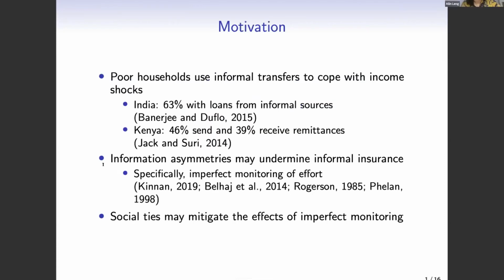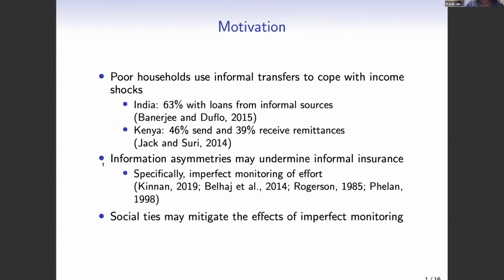To motivate this paper, this is really coming from the recognition in development economics that poor households often use informal transfers to cope with income shocks. So when I think about informal transfers, I'm thinking about transfers between households, and these are incredibly large in magnitude. For example, in India, we see 63% of households have loans from informal sources. In Kenya, over 40% are either sending or receiving remittances. So these are really large in magnitude.